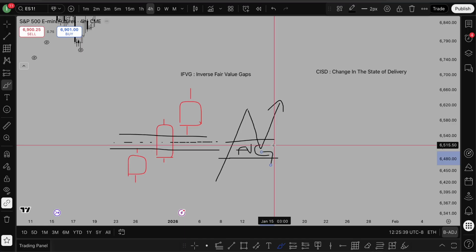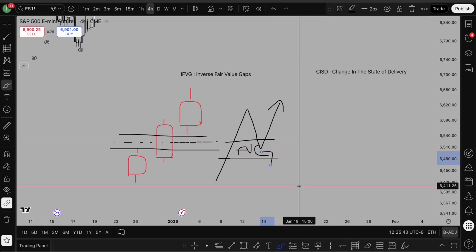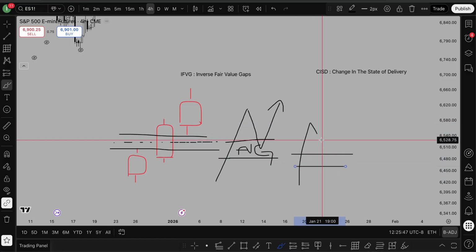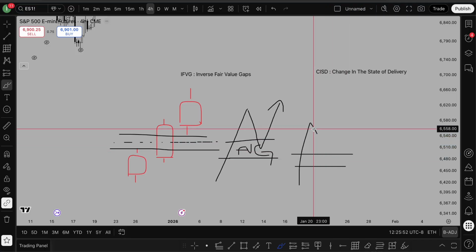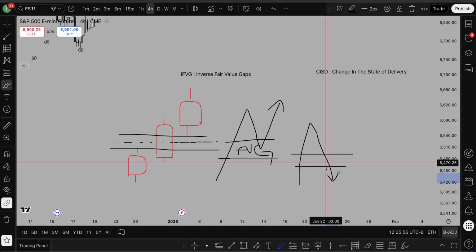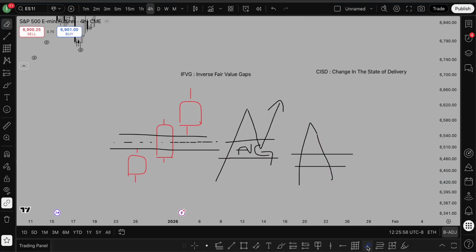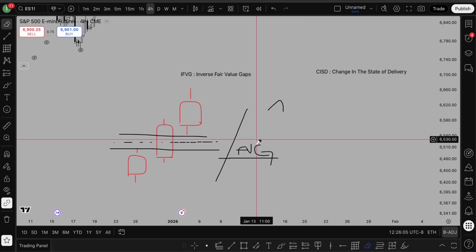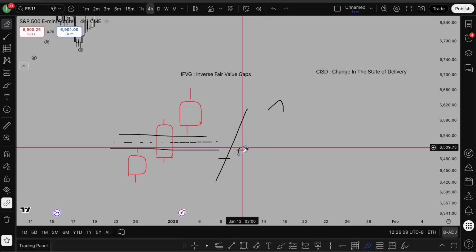Okay. Now, an inverse fair value gap is when we have the gap, okay, like this, and instead of respecting the gap, we just go through it, okay? So we just inversed the gap. Now you're probably thinking, well, when would I want to use a fair value gap and when would I want to use an inverse fair value gap? That right there is a very good question, and that lets me know that you are free thinking, right?